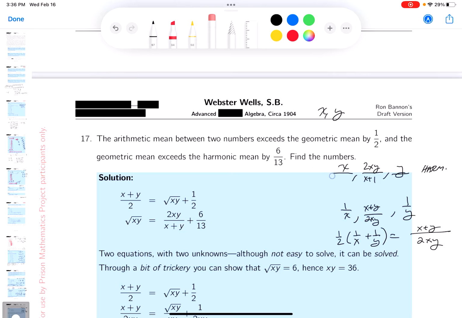All right, let me get my little eraser out. I'm going to start to erase things that I shouldn't have put down there. And let me see if I did everything I need. Yeah, I think I got everything. All right, let's read it again. And the geometric mean, well, again, the geometric mean, this thing over here, exceeds the harmonic mean. Well, the harmonic mean is this thing over here. I'm sorry, that's x plus y. By 6/13.